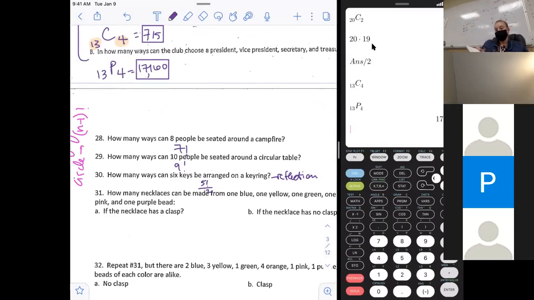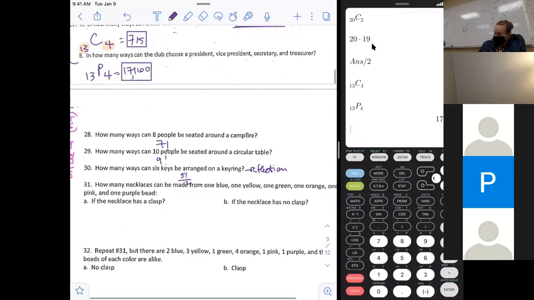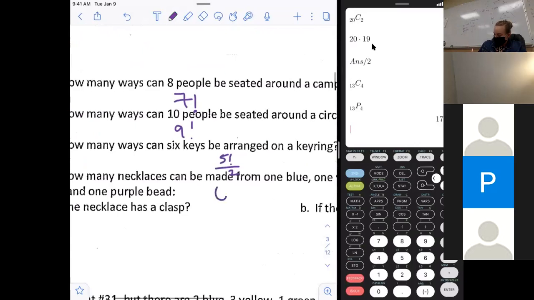Okay. All right, let's move on. The next one is talking about these necklaces, and it says how many necklaces can be made from one blue, one yellow, one green, one orange, one pink, one purple bead. Those are all very independent colors. Nothing's the same. There's no repeats there. So there's a total of 1, 2, 3, 4, 5, 6 beads. So I've got 6 beads, no repeats, no nothing.